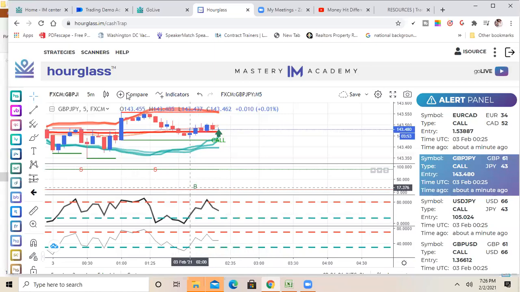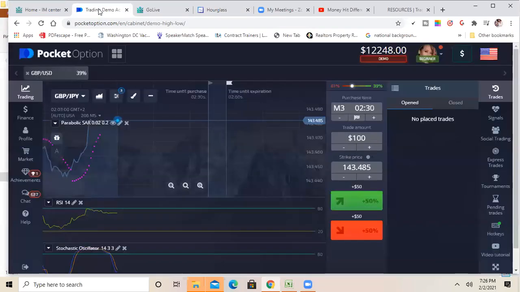Let me continue. Now let's go to the trading platform. I use Pocket Option.